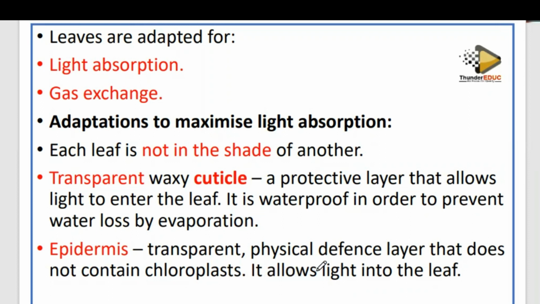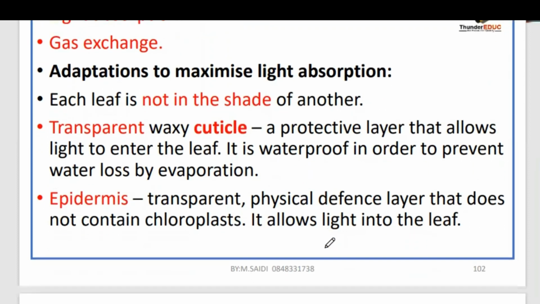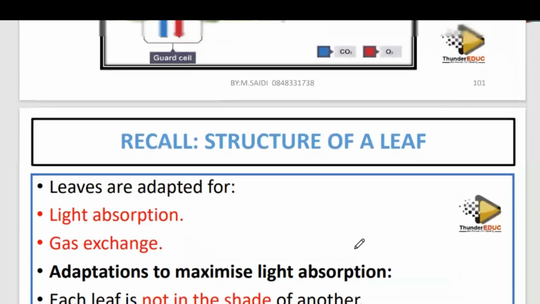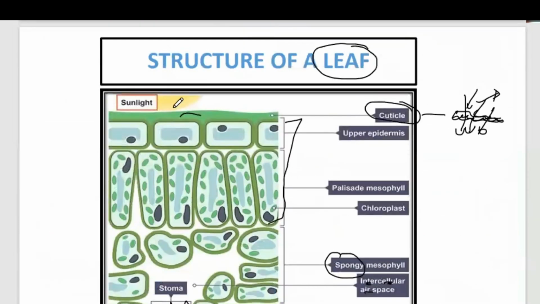Yes, it allows light into the leaf so that photosynthesis can take place. If you look at it, it has no chloroplast. So it is like a barrier, but it allows the light to go through.